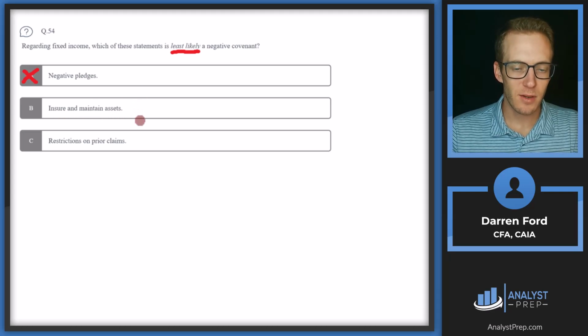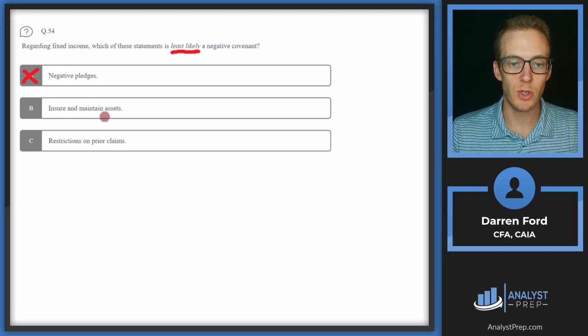B, insure and maintain assets. Is this negative or positive? This sounds like it's leaning more towards positive. We're needing to do something or take an action, and it's not a restriction on what we can't do. It's telling us that we need to insure and maintain our assets that are backing that loan. So this sounds like a positive covenant, so that would be our answer B.